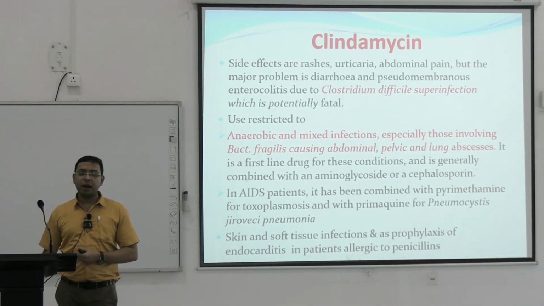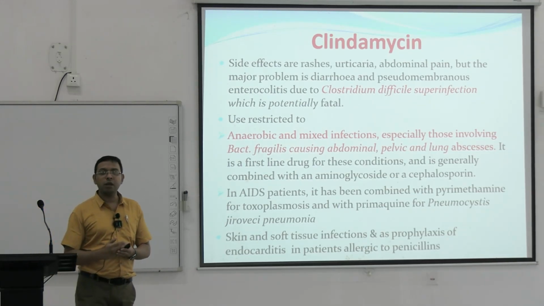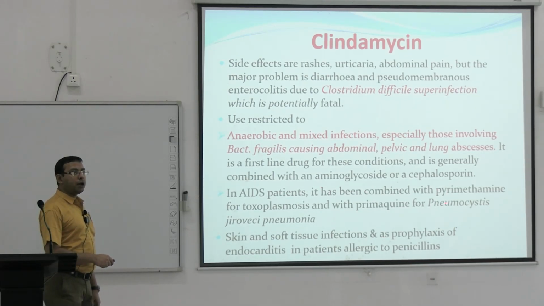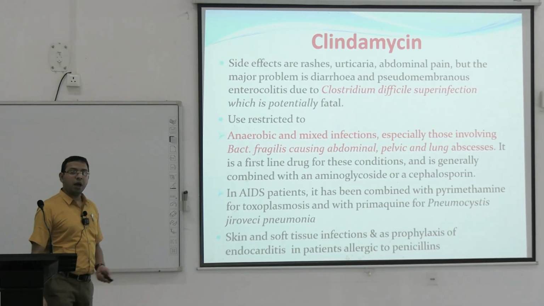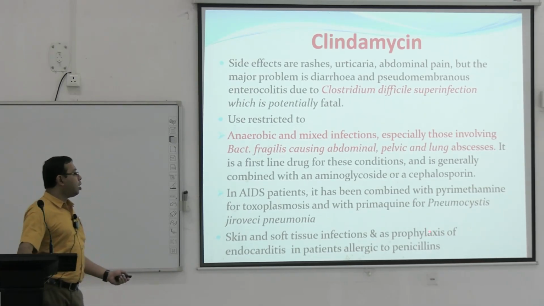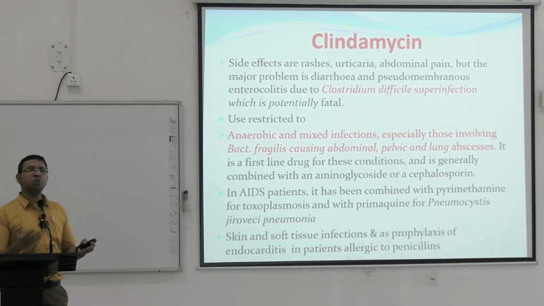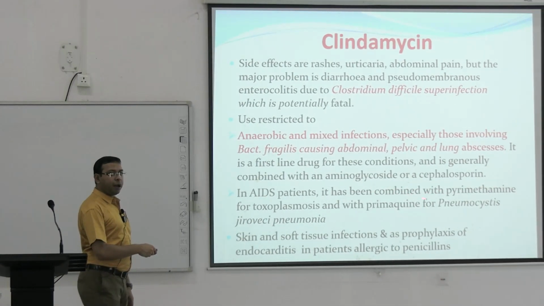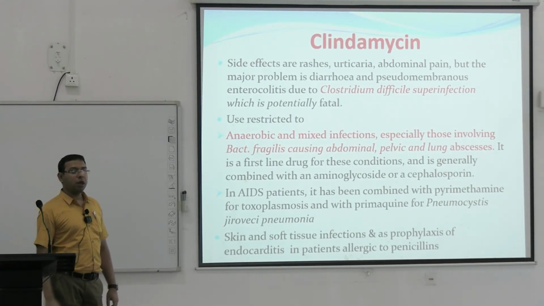Aminoglycoside and cephalosporin we will read later. So usually there will be a combination of drugs. We can use aminoglycoside plus clindamycin or cephalosporin plus clindamycin. In toxoplasmosis and with primaquine for Pneumocystis jirovecii pneumonia. So pneumonia is again a superinfection. This mainly happens in immunocompromised persons, immunocompromised already due to HIV/AIDS like that. Clindamycin has to be combined with pyrimethamine for toxoplasmosis and with primaquine for Pneumocystis jirovecii infection.